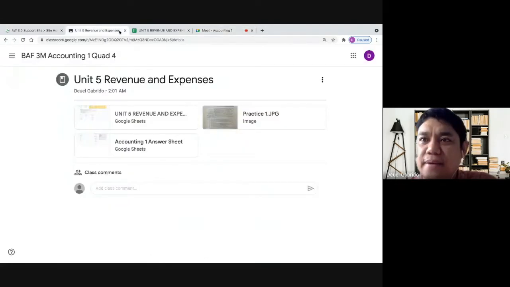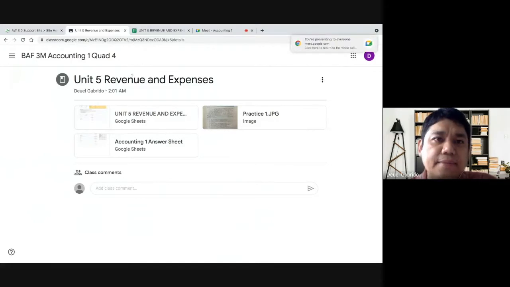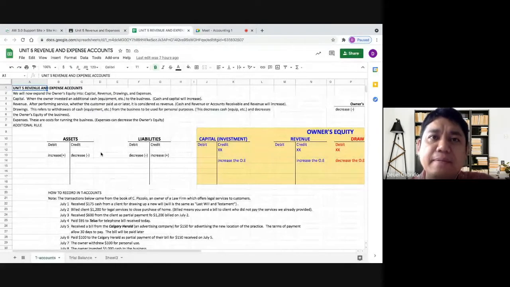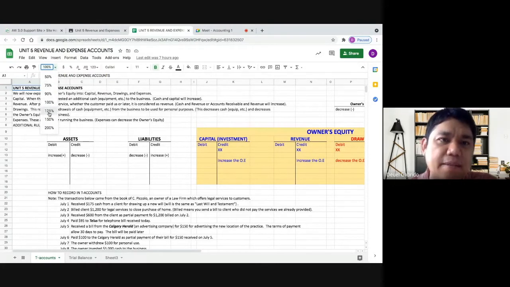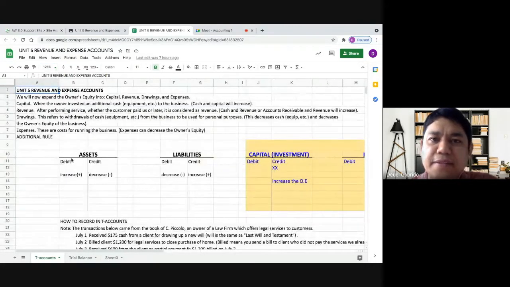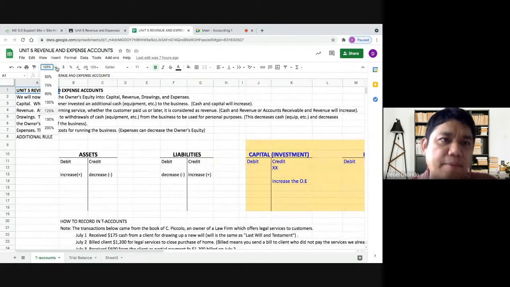Let's begin now. Revenue and expenses. So, Unit 5. And this is just the continuation of our Unit 4 lesson, okay? But in this case, we are going to do the T accounts, all right? Let me make it a little bigger so we can see some definitions here.